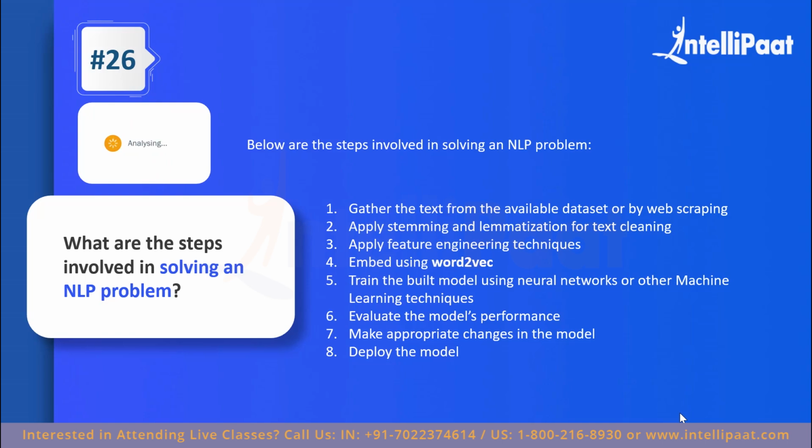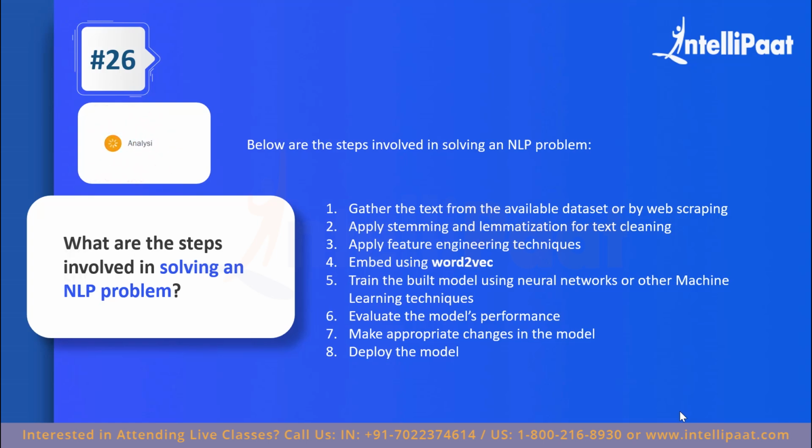After that, we have to train the built model using neural networks or other machine learning techniques. On top of the data set or the text that we are using, we use a machine learning algorithm or a neural network so that we can train the model on a particular data set, so that in future it gives us results when we input new data. Then we evaluate the model's performance on the basis of certain parameters. Then we make appropriate changes in the model. If the model's performance is low, we make changes so that the model is more accurate. We use various techniques for that. And finally, we deploy the model for use in real life. So these are the steps that we use for solving an NLP problem.